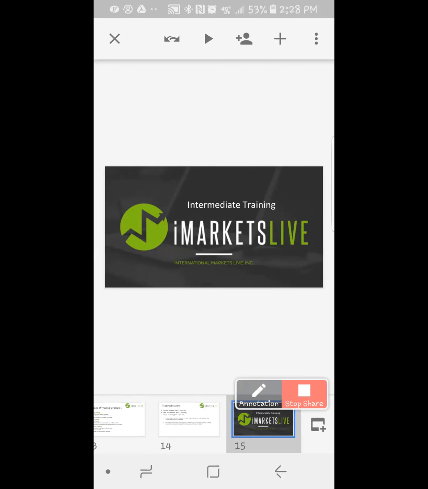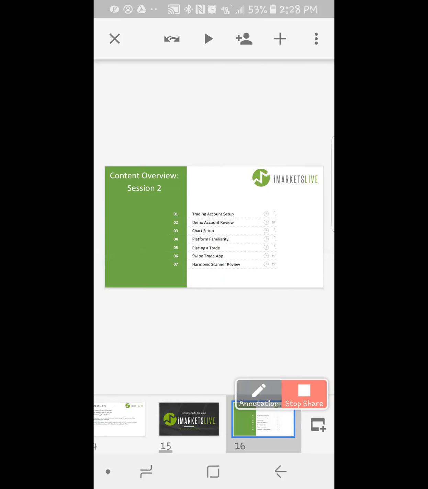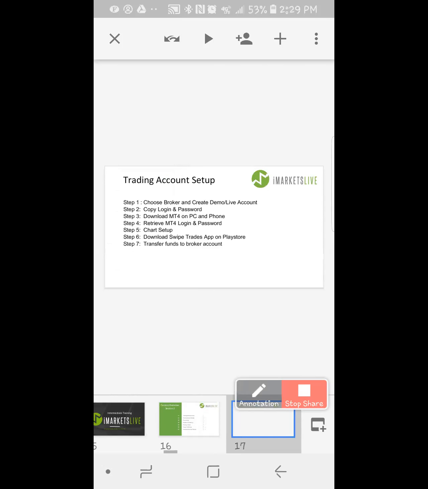So this is intermediate training right here. Basically, it's going over things that are a little bit more advanced: how to set up your trading account, your demo account, your chart setup, platform familiarity, placing a trade, the swipe trade app, and harmonic scanner review. Okay?